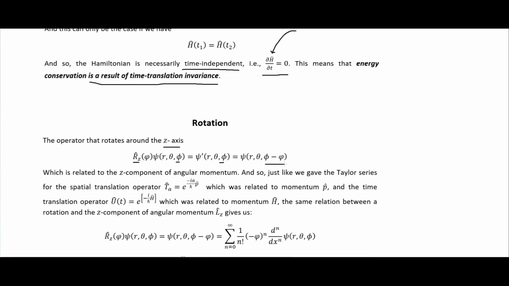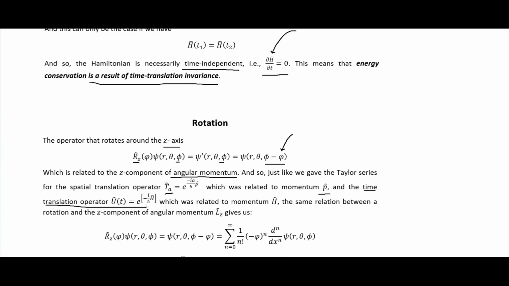It gives us this phi minus, this other sort of fancy phi, I guess. So it just gives us some change in that angle when we rotate around the z-axis, which is related to the z component of angular momentum. And so just like we gave the Taylor series for the spatial translation operator, which was related to momentum, and I did that actually in a previous video, but we also did this above for the time translation operator.